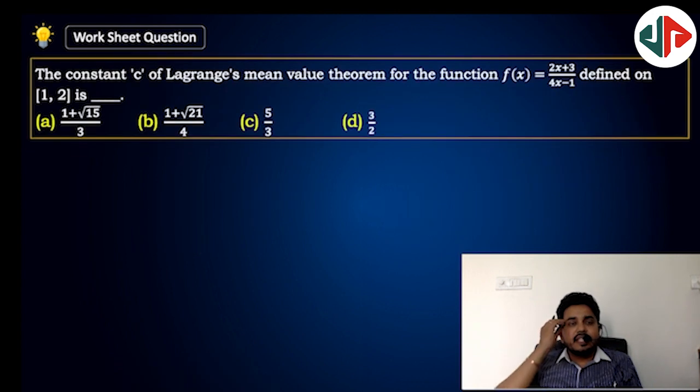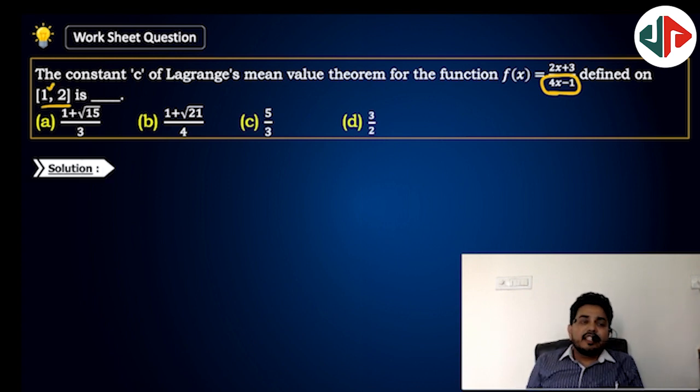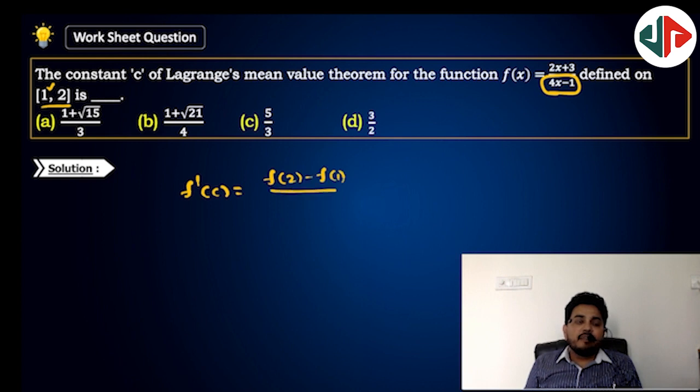Next question: the constant c of Lagrange's mean value theorem for this function defined in the interval 1 to 2. Look here, this function is discontinuous at x is equal to 1 by 4. I am not taking x is equal to 1 by 4, from 1 to 4 nothing is there, right? So what is Lagrange's theorem? F dash of c is equal to f of 2 minus f of 1 by 2 minus 1. F dash of c, what is the derivative f dash of x?